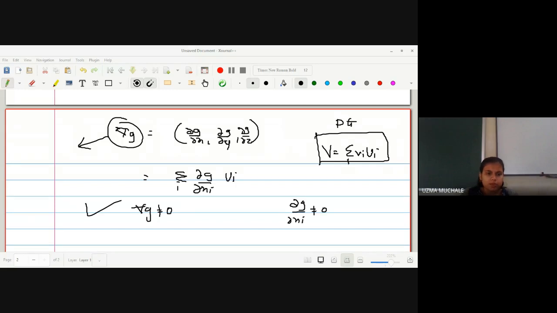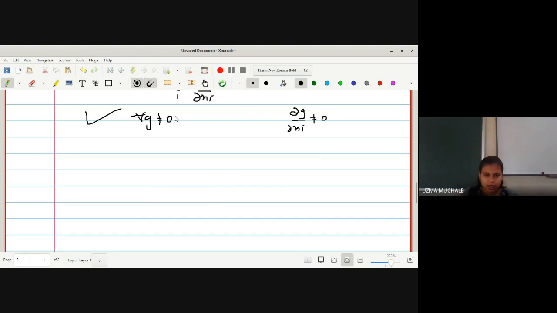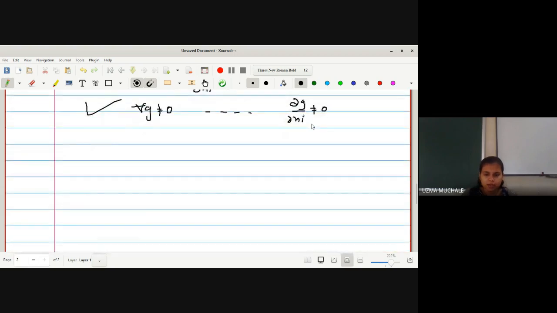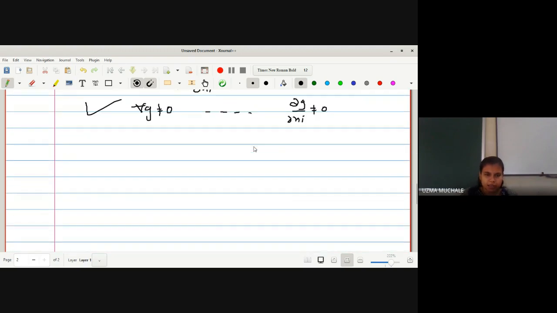Now our aim is to show that this will work as a normal vector. If I want to show it as a normal vector, I have to show that its dot product with some tangent vector is 0. What is the condition for this? Del g is non-zero since your dou g by dou xi are non-zero. When will this be entirely non-zero? Not all of them need be non-zero, at least one of them is non-zero. Now, if we want to prove normal, we also have to work with a tangent.